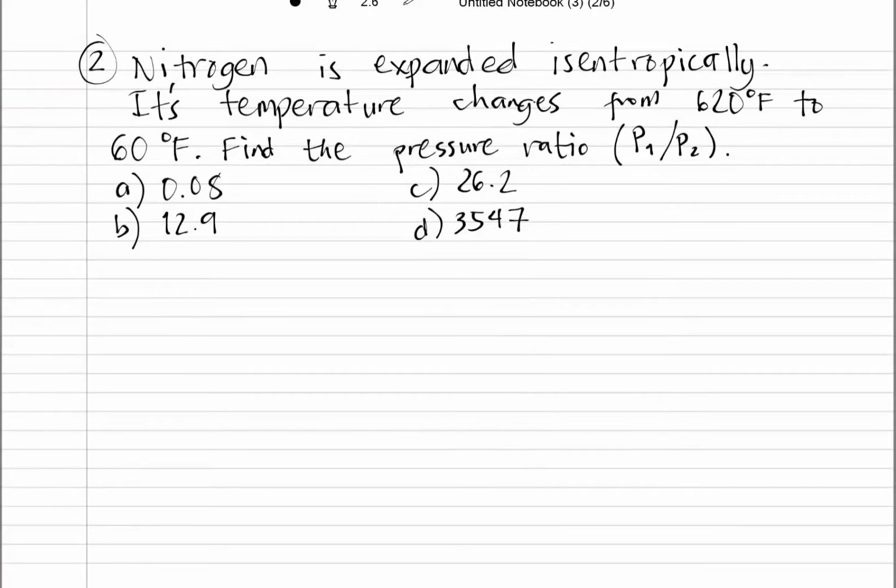So problem number 2: nitrogen is expanded isentropically. Its temperature changes from 620 degrees Fahrenheit to 60 degrees Fahrenheit. Find the pressure ratio P1 over P2. Binigay na guys yung condition. So there are 4 choices again. Letter A 0.08, letter B 12.9, letter C 26.2, and letter D is 3,547.